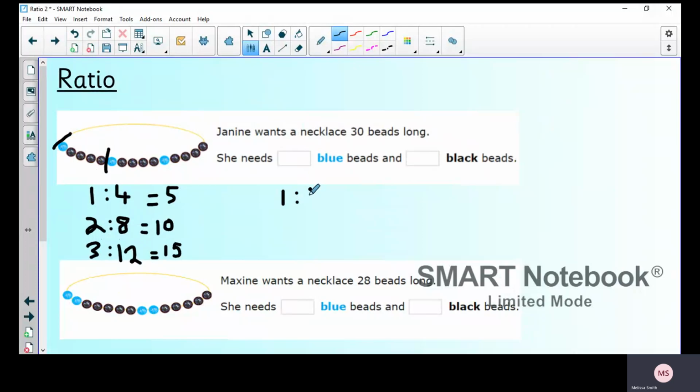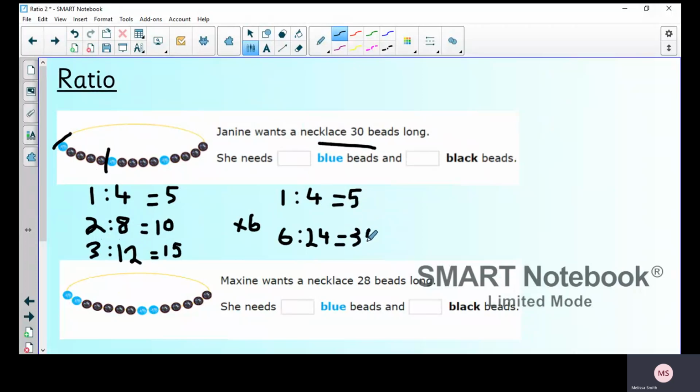If we look at our ratio here, we've said 1:4, and that's the 5 beads in total. I know that my necklace is going to include 30 beads. So I can do 30 divided by 5. That will give me the number I need to multiply by. 30 divided by 5 is 6. So now I have to do 1 times 6 is 6. 4 times 6 is 24. And I can check that I'm right by adding them together. 6 add 24 is 30.